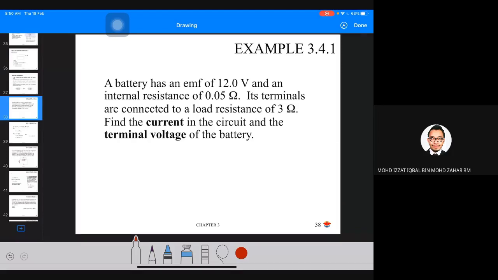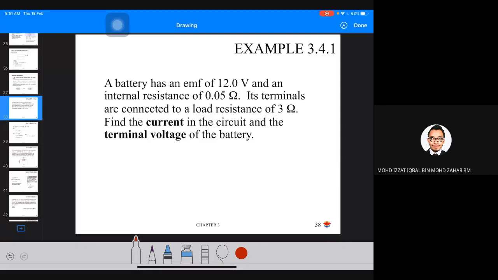Okay, I can try to redraw. I can try to draw the circuit so that maybe you can see it better. You have a battery that has EMF 12 volt, so label straight away with EMF, symbol epsilon, 12 volt. Internal resistance 0.05. Normally internal resistance, you draw it right next to the power supply there. Okay, and you label it with small r.